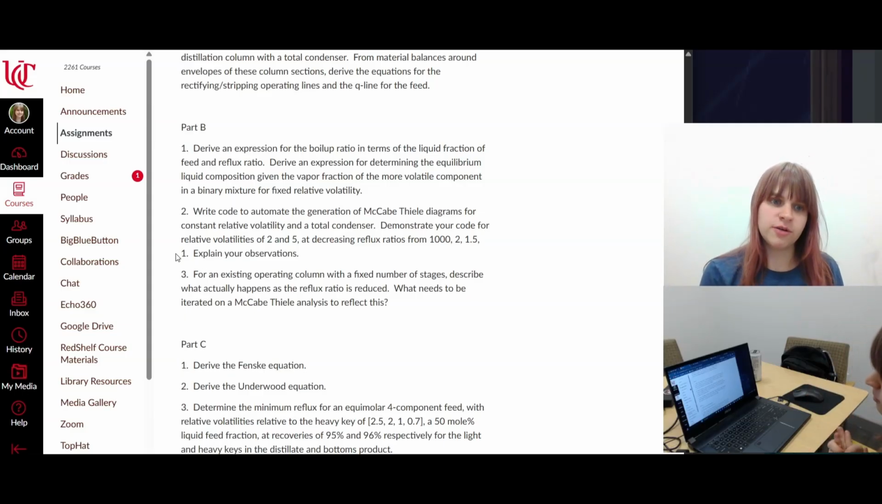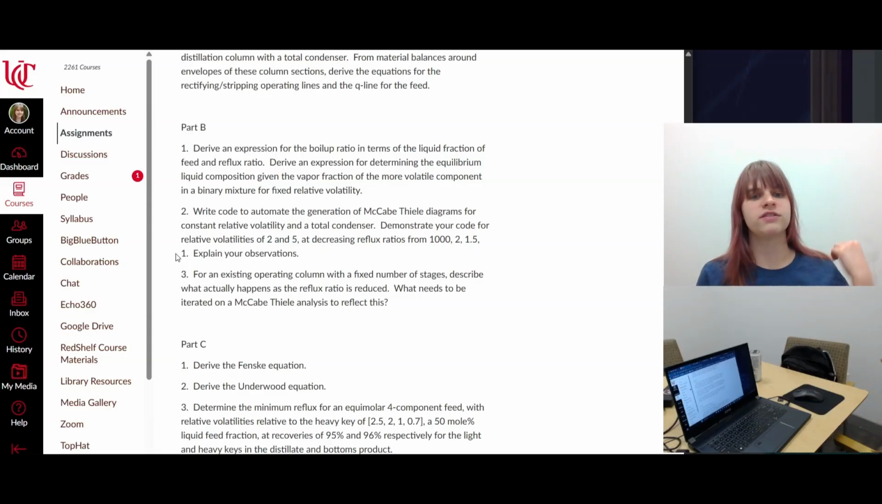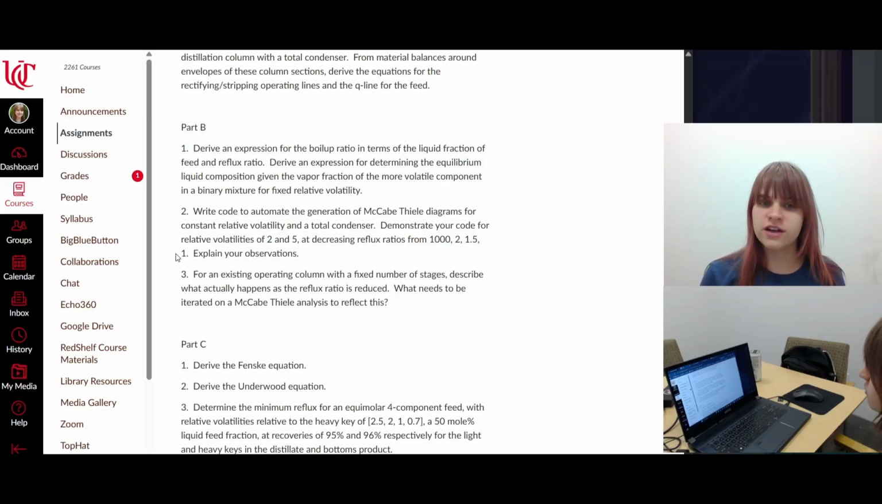And so the last thing we want to talk about in this part is if we have an existing operating column, which is typically what you would see on the job, you're not going to change how a column is. Once it's built, that's generally how it is unless there's something wrong with it. So if we have an existing operating column with a fixed number of stages that we can't change, what happens when the reflux ratio is reduced? What happens is your separation will not occur as well as it would otherwise.